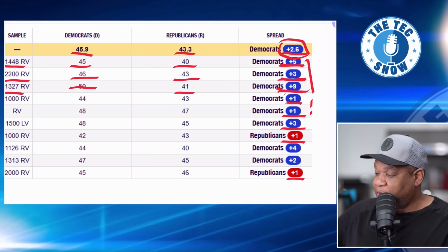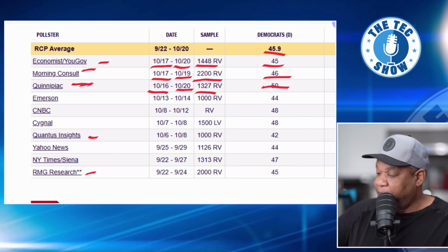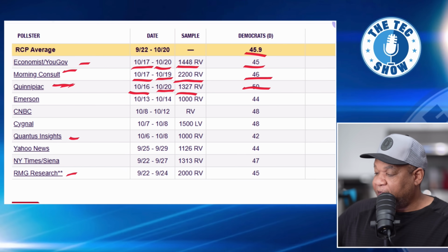This +9 is what's really pushing Democrats over to get to that 2.6, this Quinnipiac poll. So I just wanted to show you guys that. Okay, so now we're going to get to the AI model. This is the forecast here. So let me show you that.